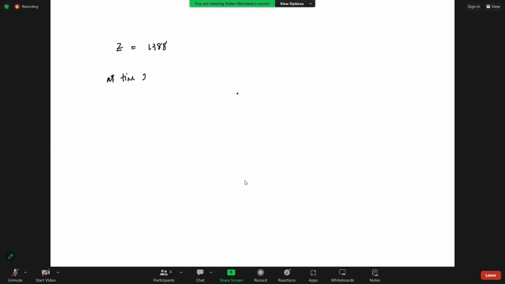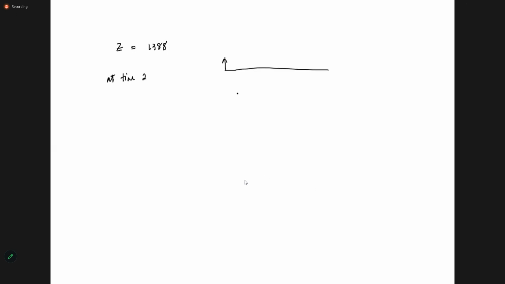I'll just draw it again. We know that the value of Z is 1388. Earlier, I said we take back this cash flow. So we have this 100,000, and this is 0, 1, 2, 3. Then the 4 starts. Cut this short, so it should look like this.